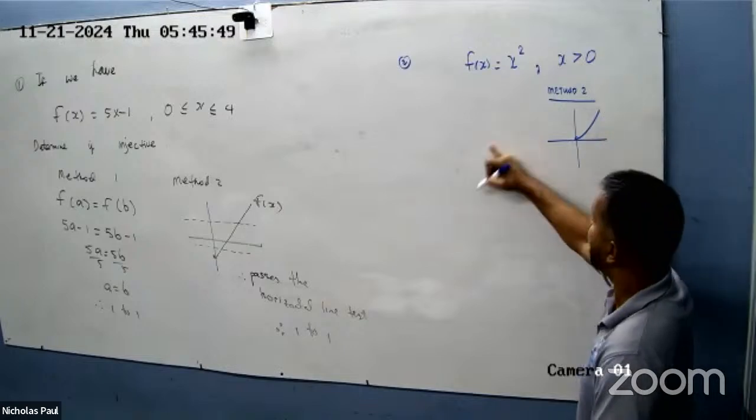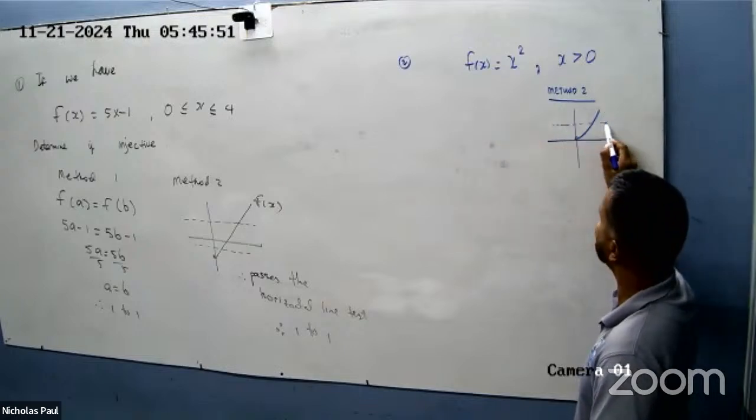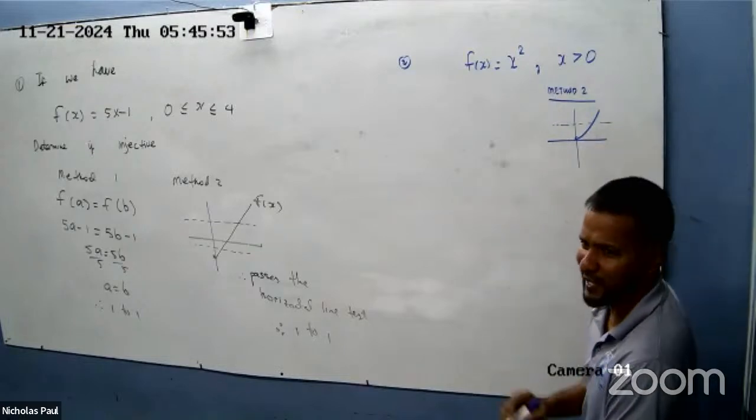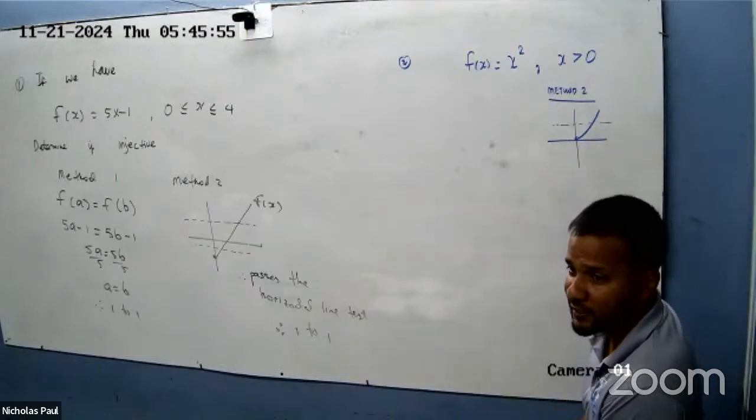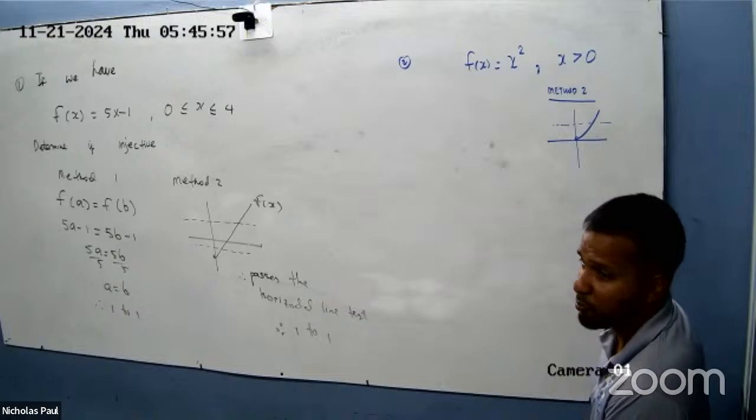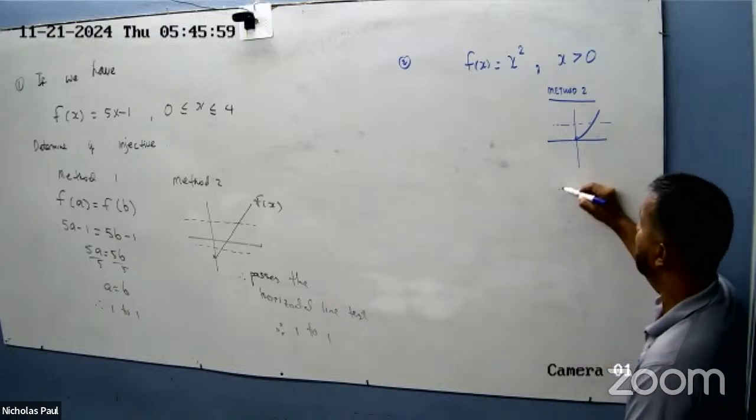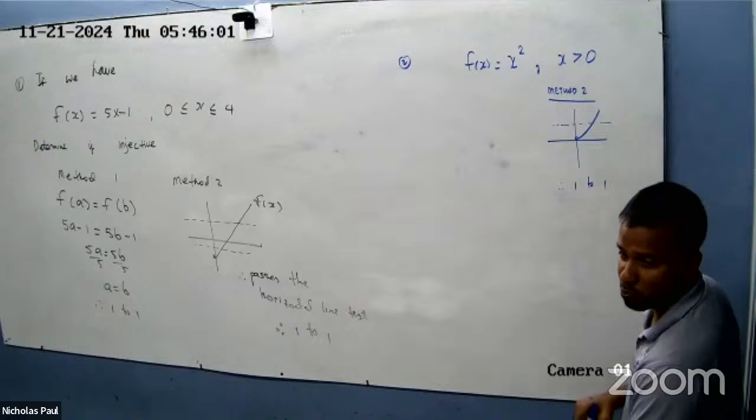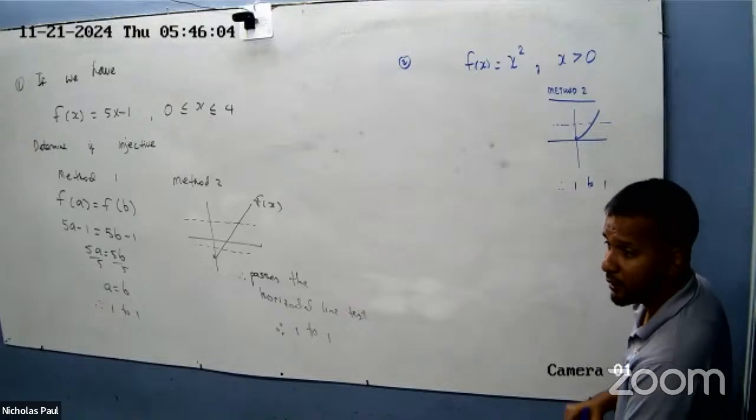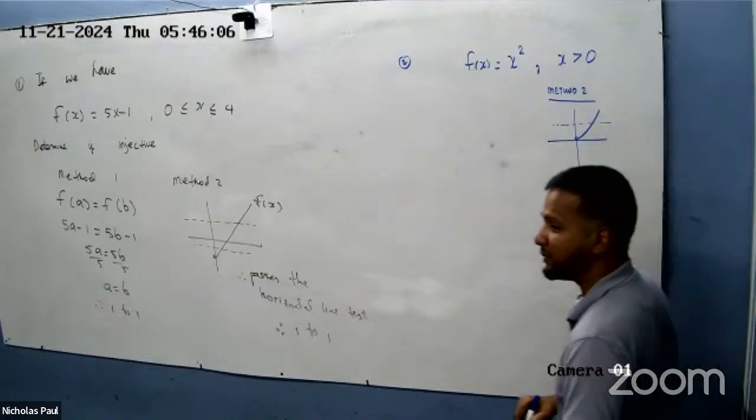Then, if I do a horizontal line test, can I draw a horizontal line anywhere and make it cut more than once? No. Therefore, this function is 1-to-1, because it passes the horizontal line test.